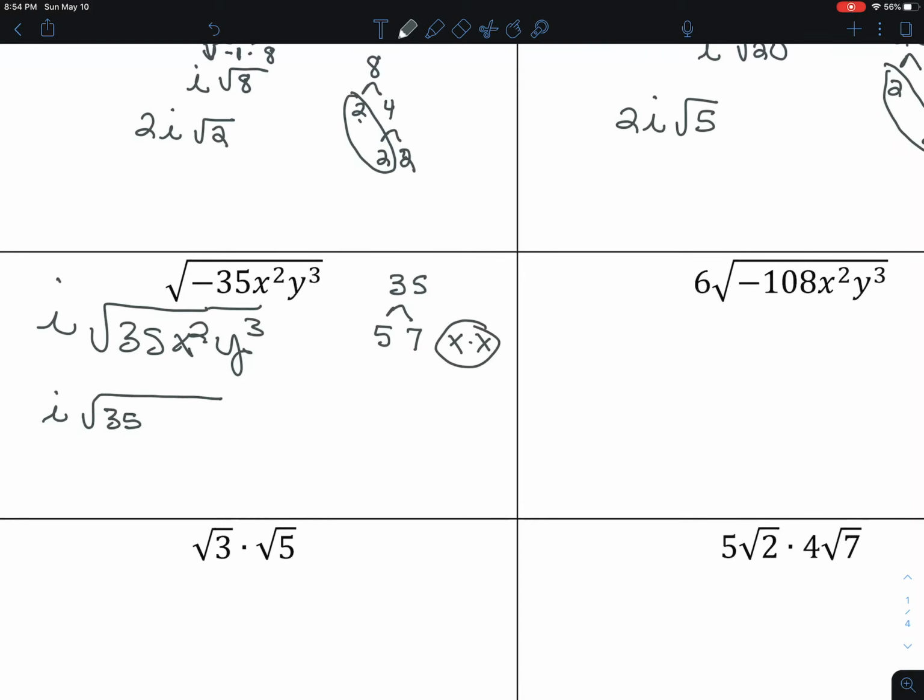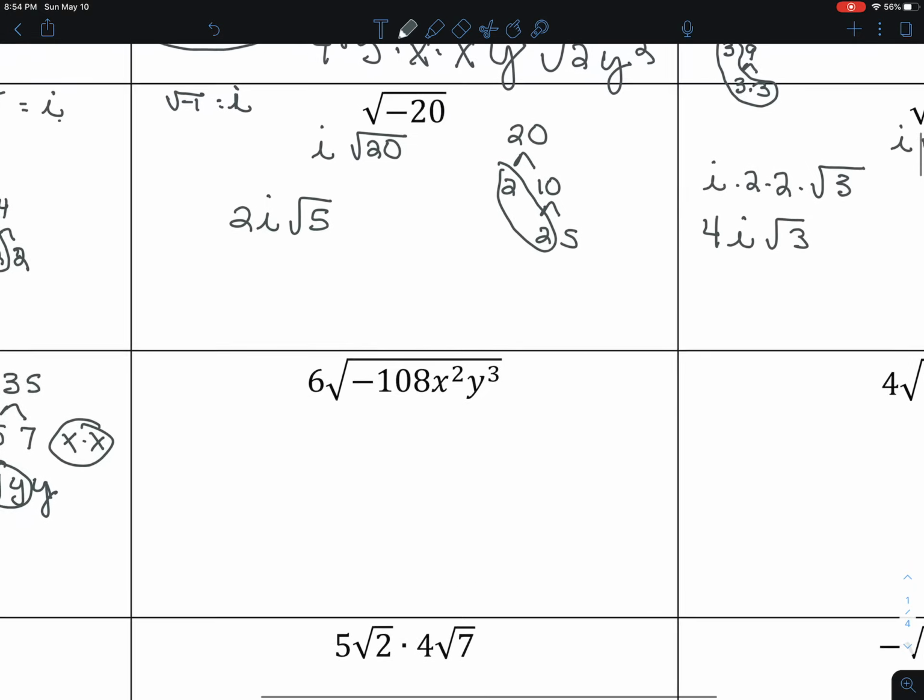And both of those come out, and that's just going to be x. And then y cubed is y times y times y. So I circle 2 of them. I have a y that's coming out and a y that's staying in. So my answer is xyi square root of 35y.